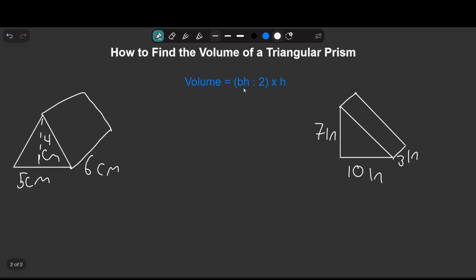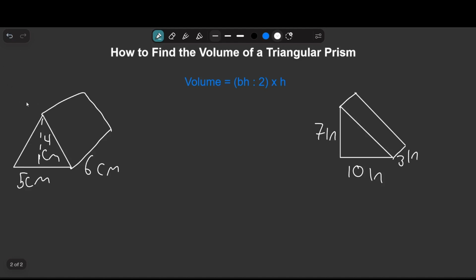Now, since we're working with triangular prisms, we're going to have triangular bases. So to find the area of those triangular bases, we use the formula base times height divided by 2. The formula for the area of a triangle. So this is a more specific formula over here for triangular prisms again, because we're using the formula for the area of the triangular bases, base times height divided by 2, and then we multiply that by the height of the prism. So let's jump into number 1 and take a look at the bases of that triangular prism.